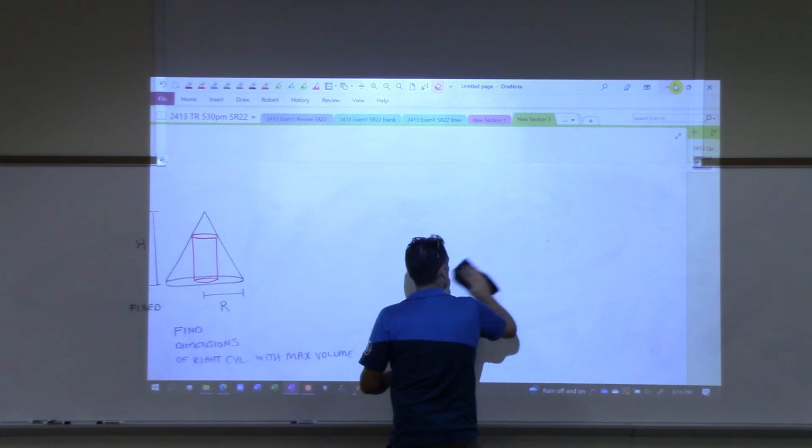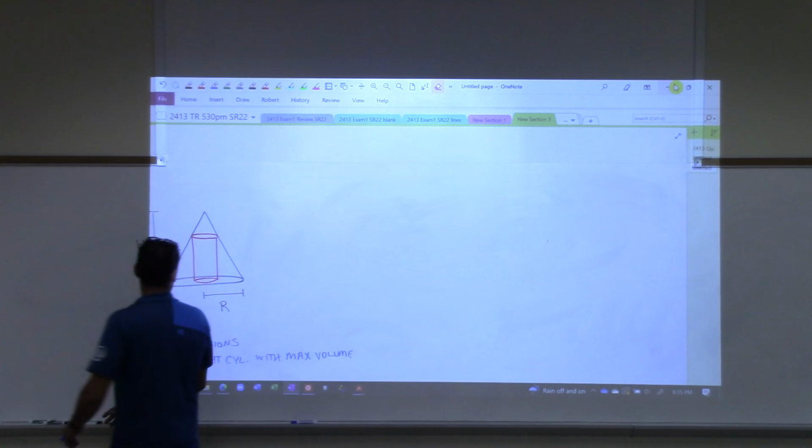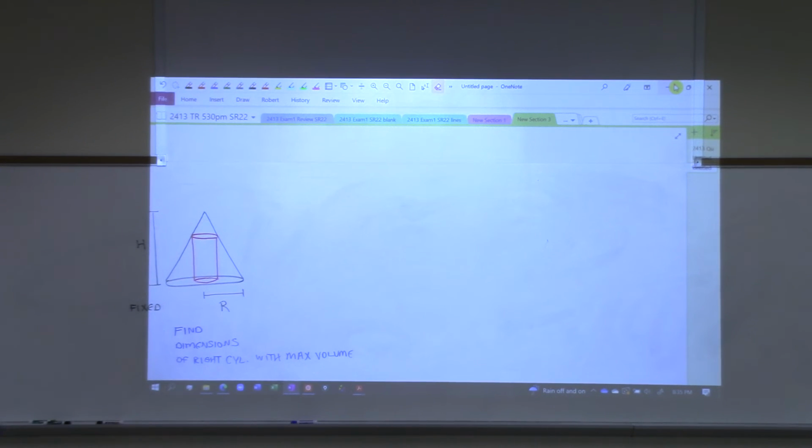Was there any constraints given? Or do we have to find? There are no constraints given. That's it. So the constraint is within the problem. We just need to figure it out.